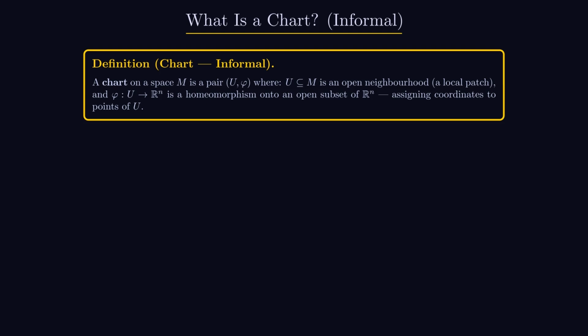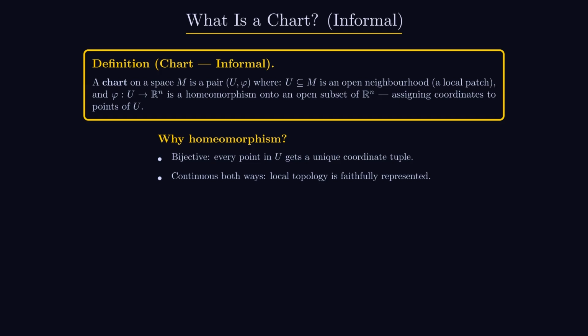The map phi assigns coordinates to every point of U. Why a homeomorphism specifically? First, it is bijective. Every point in U gets a unique coordinate tuple. Second, it is continuous in both directions. So the local topology of M is faithfully captured in R to the n.